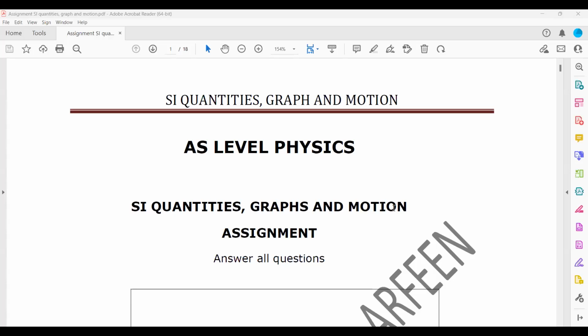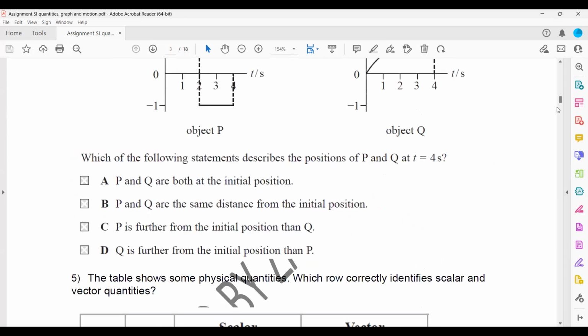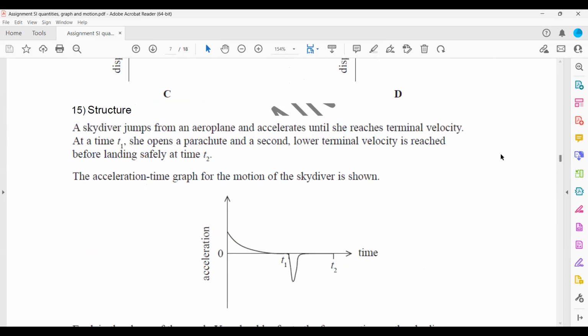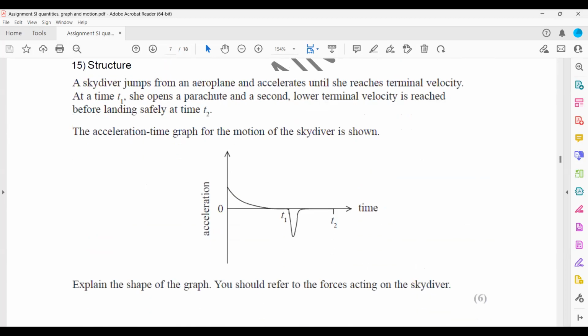So this was last week's homework: SI quantities, graphs, and motion. The first doubt is question 15, and then 41, and then the last two pages. Okay. So this one is question 15. You have to explain the motion of a skydiver.